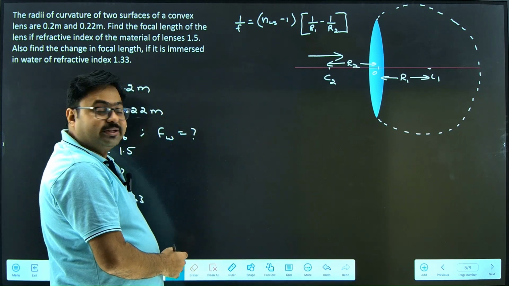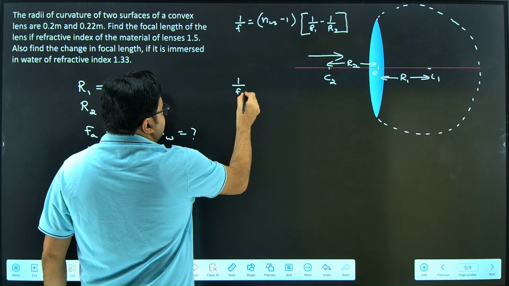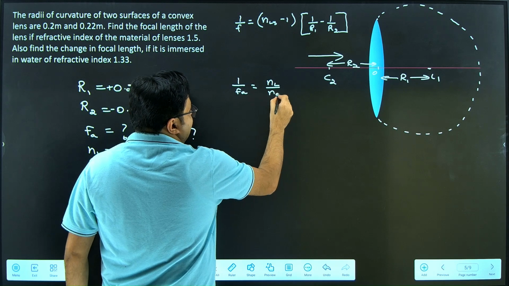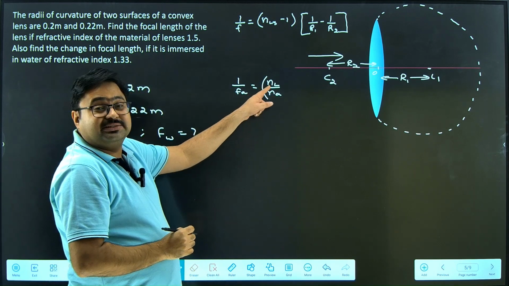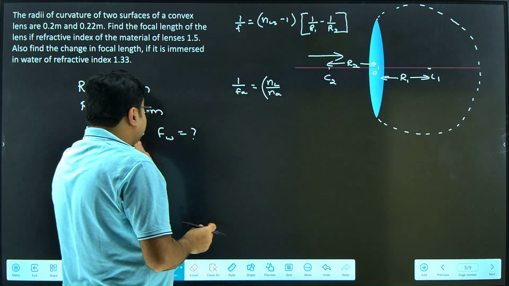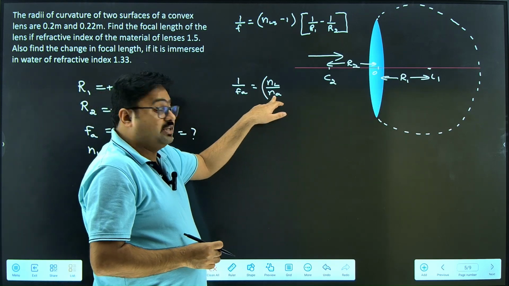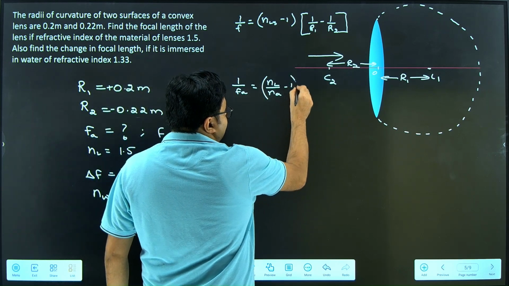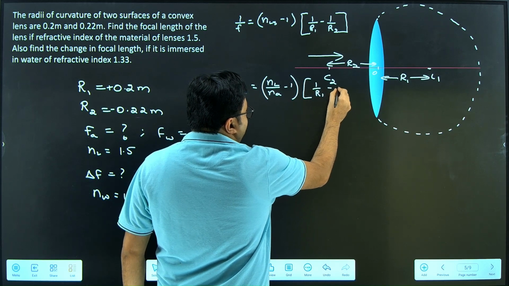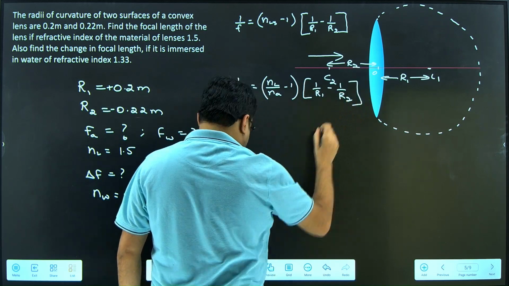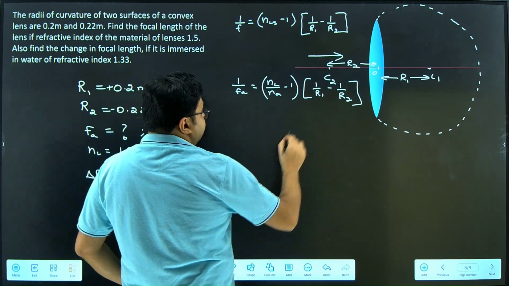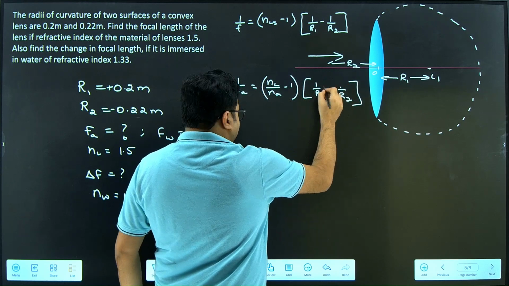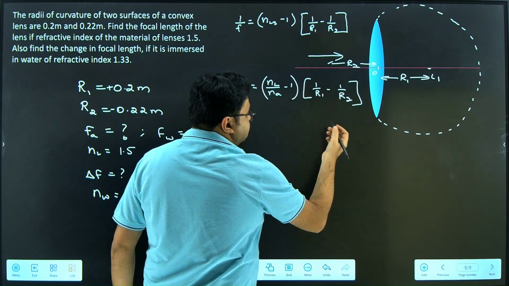Let us substitute it out here. We have 1 by f in air equal to NL divided by NA, because the refractive index of the lens is NL. It's given in the question. Initially it is kept in air, so that's why the lens's refractive index is being measured with respect to that of air. Minus 1 multiplied by 1 by R1 minus 1 by R2 is what you would write. I don't think we will need that C2 anymore, so we shall erase that. So we have 1 by R1 minus 1 by R2.